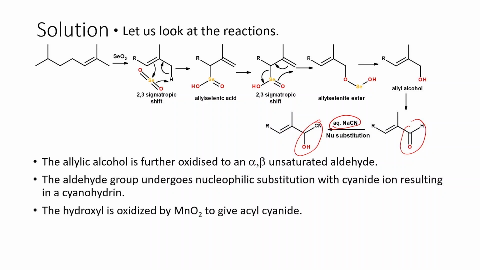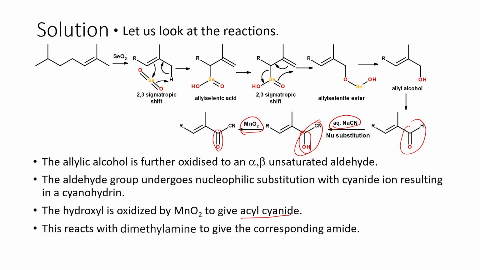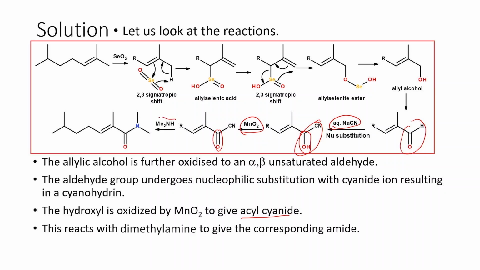And this cyanohydrin derivative is further oxidized by manganese dioxide. MnO2 oxidizes the alcoholic unit to the carbonyl unit. So we end up with the acyl cyanide as the product, and this acyl cyanide further reacts with the dimethylamine in the presence of the solvent isopropanol. In the presence of isopropanol, dimethylamine reacts with the cyanide unit to give the corresponding amide unit.